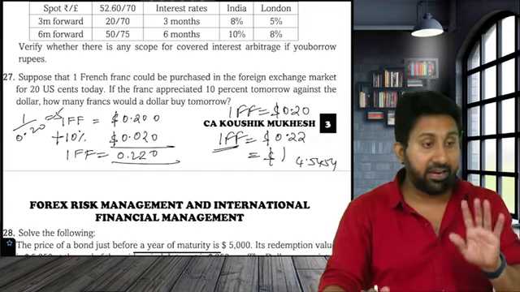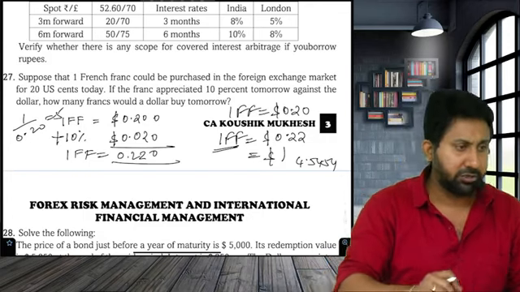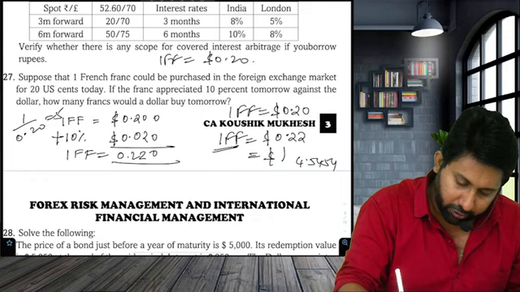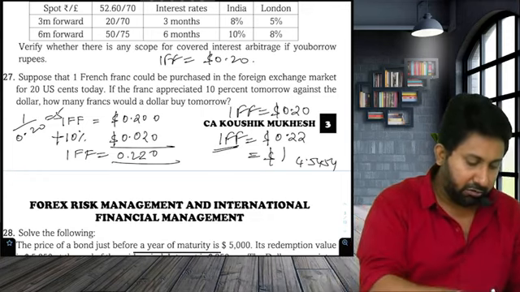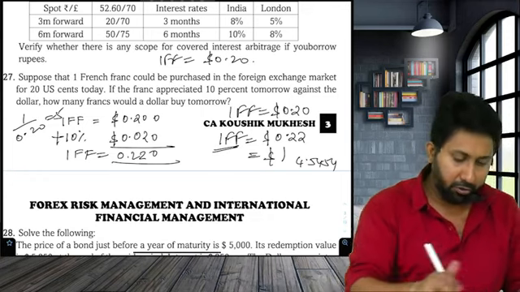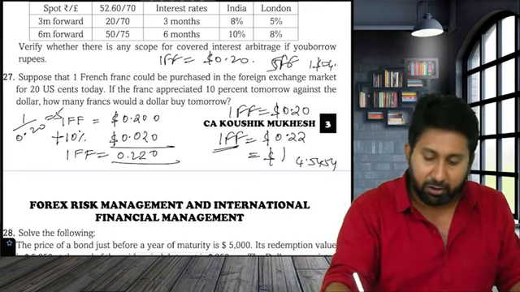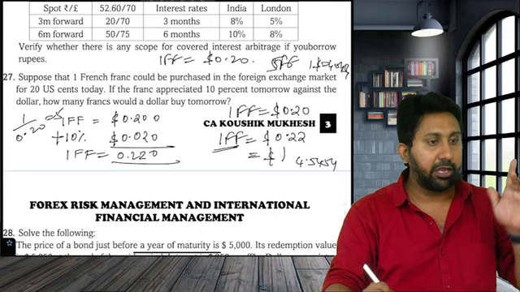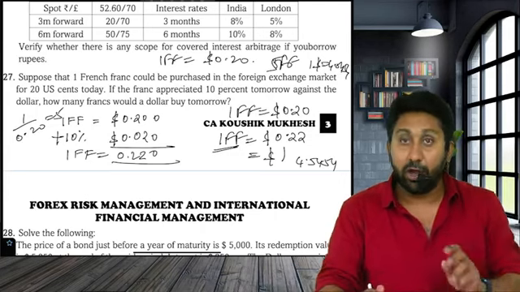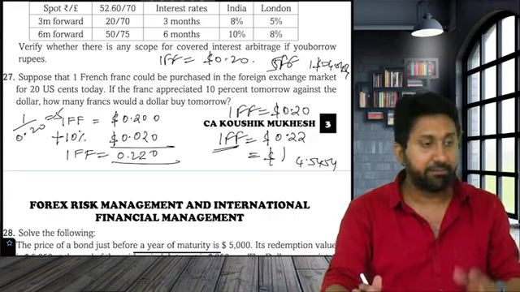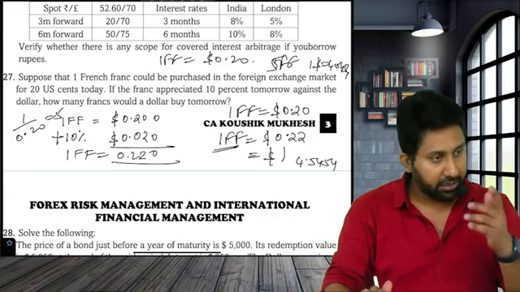To check whether appreciation has really happened, we can also check like this. Today 1 FF equals $0.2, so $1 equals 1 divided by 0.2, which is 5 French francs. But the same $1 can buy only 4.5454 in tomorrow's market. This means the dollar has lost its purchasing power and the franc has appreciated its purchasing power. Clear? Let's do the problem now.